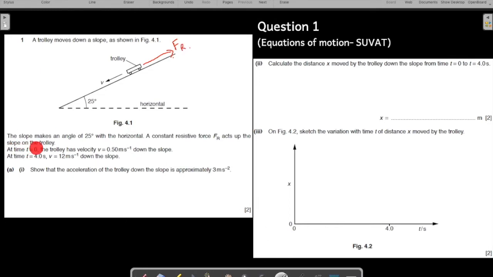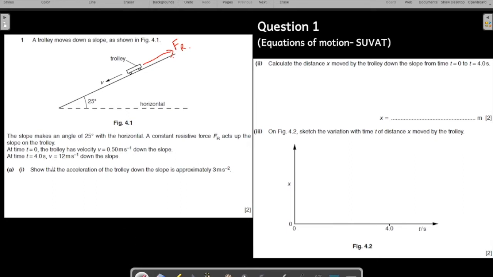So at time t is equal to 0, the trolley has a velocity of 0.5 meters per second down the slope. And at time t is equal to 4, the velocity is 12 meters per second down the slope. Now the first part of the question says, show that the acceleration of the trolley down the slope is approximately 3 meters per second square. So they are telling you to calculate the acceleration.